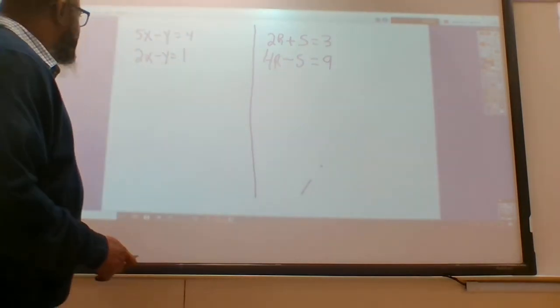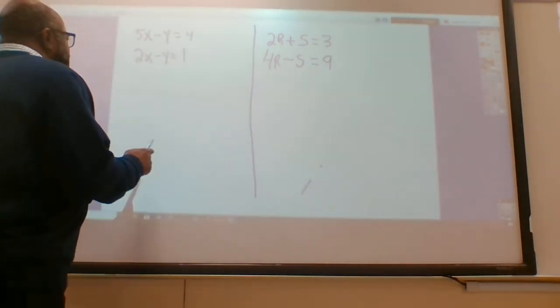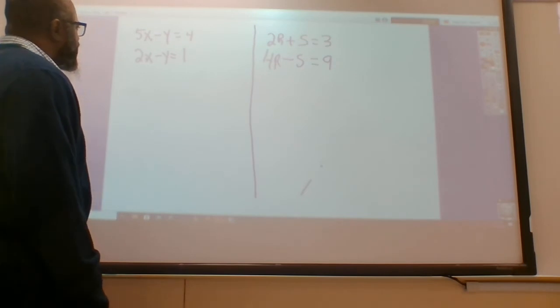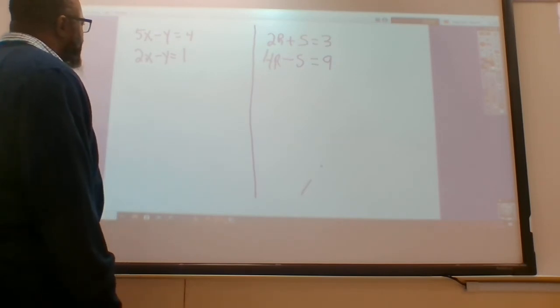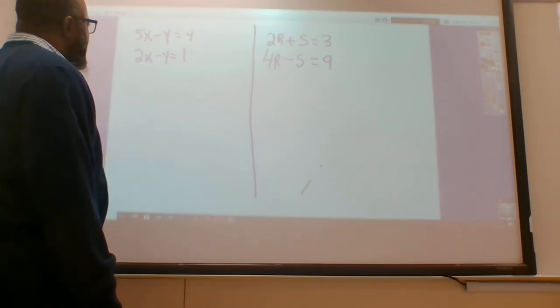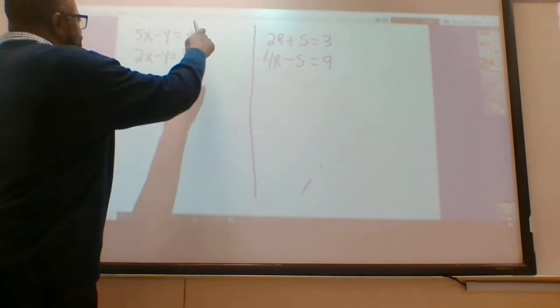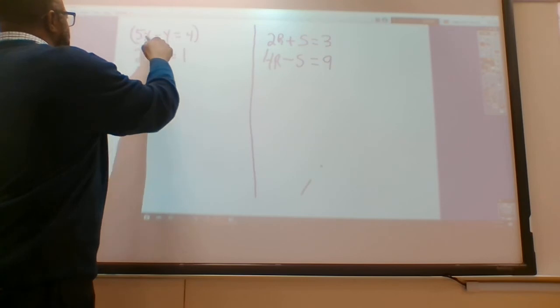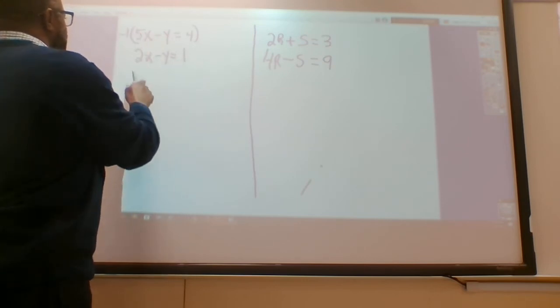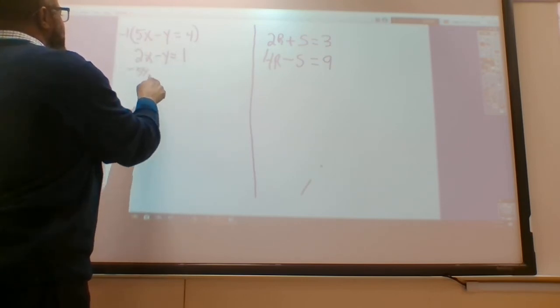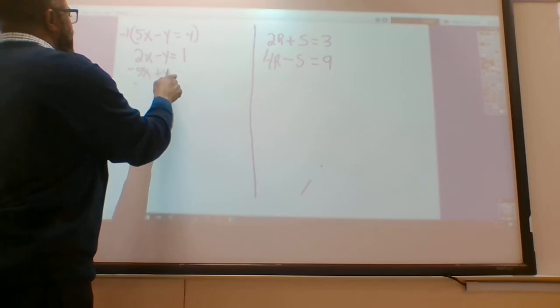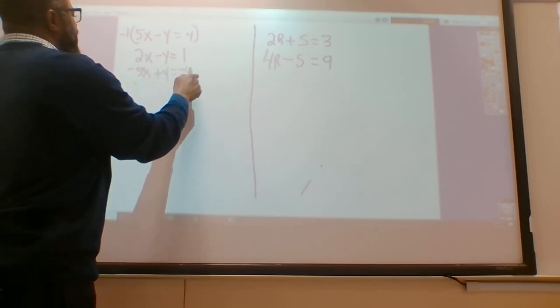More solving of systems of linear equations. In this case, it will be easier to cancel the y. However, both of them are negative, so I need to make one of them positive. So I will multiply the first equation by negative 1. That will give me negative 5x plus y is equal to negative 4.